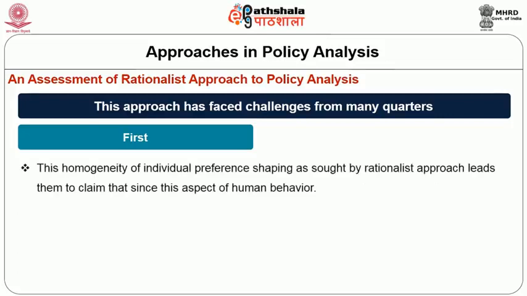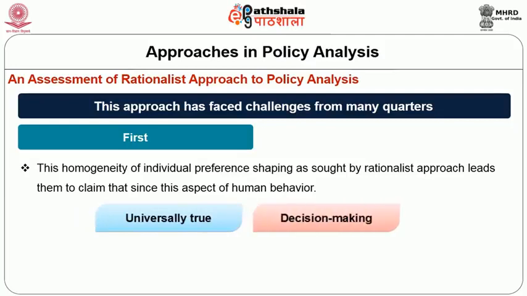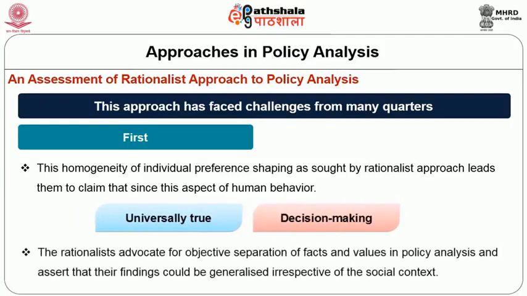The homogeneity of individual preference shaping as sought by the rationalist approach leads them to claim that since this aspect of human behavior is universally true, decision making can be studied scientifically. Hence, the rationalists advocate for objective separation of facts and values in policy analysis and assert that their findings could be generalized irrespective of the social context.